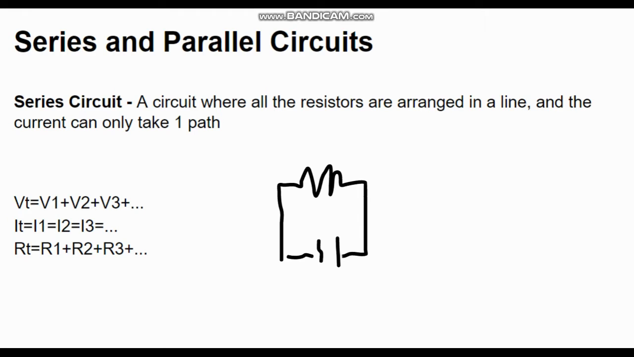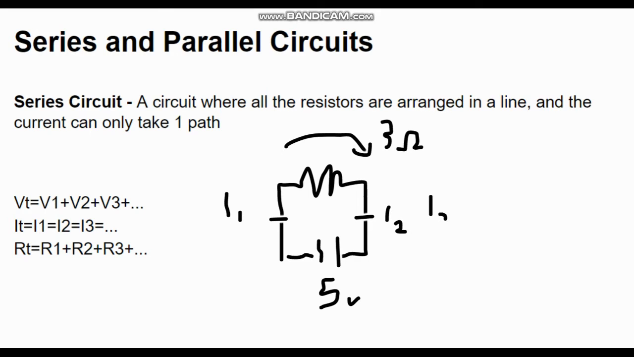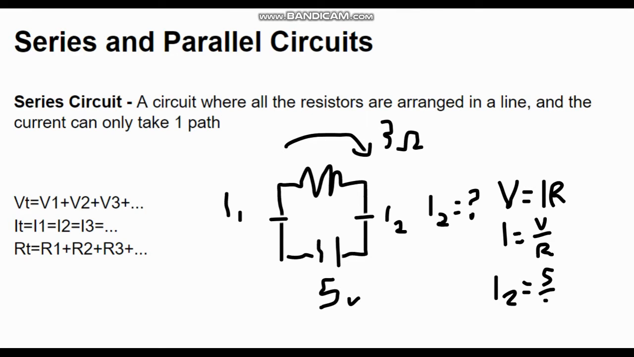So this would be an example of a series circuit with one resistor where the current can only take one path. And now let's say the battery is 5 volts and the resistor is 3 ohms, and we want to find the current through here, through I2. So for I2, we can use Ohm's law, V equals IR, and then we just solve for I by dividing V over R, and we would get I equals 5/3. I2 equals 5/3.